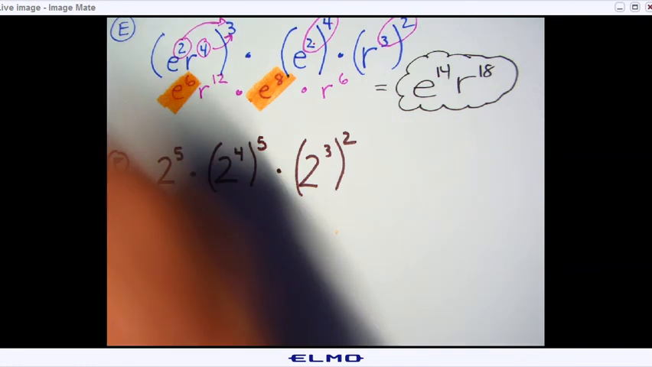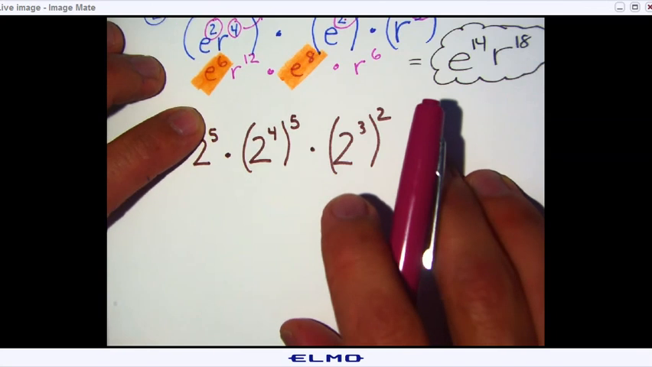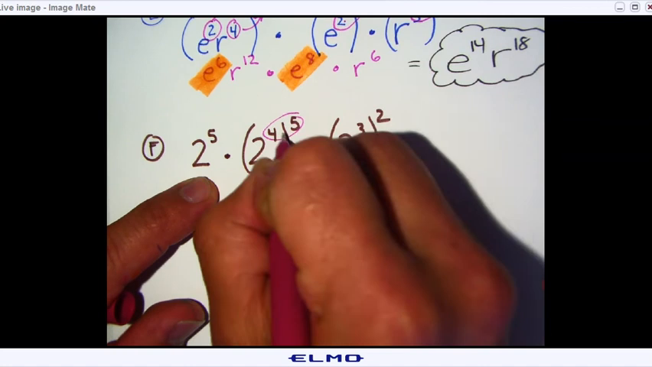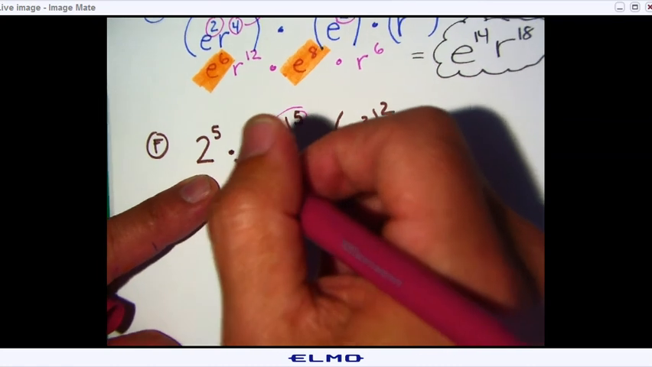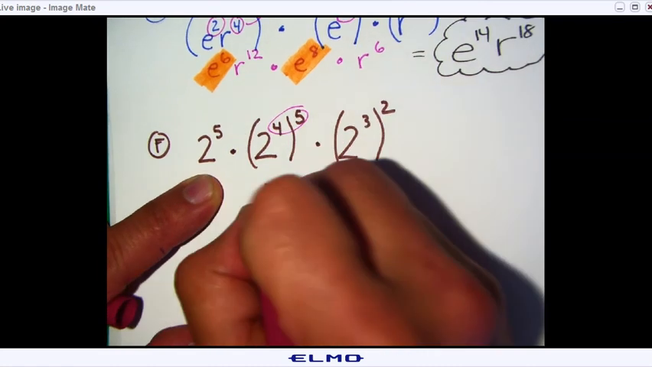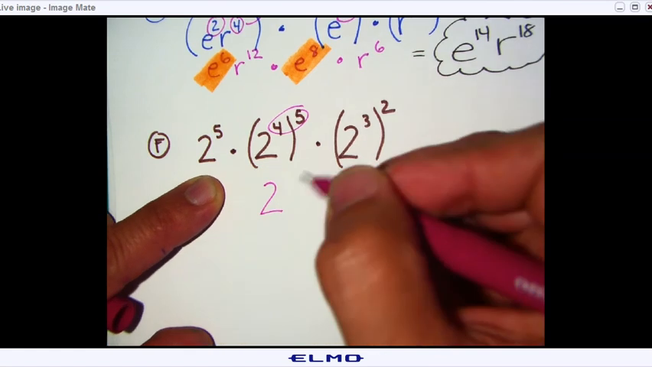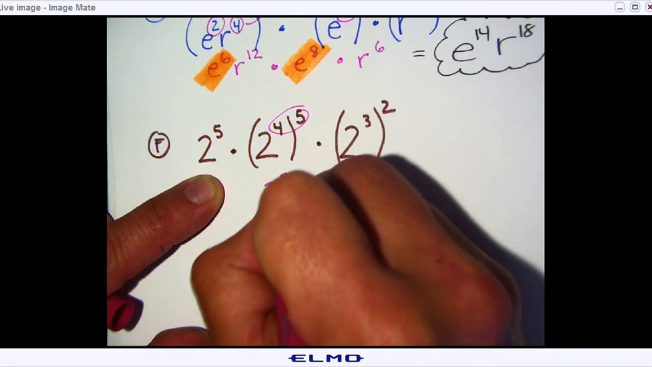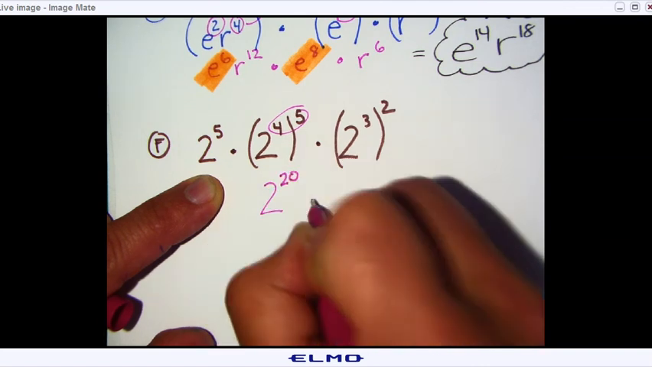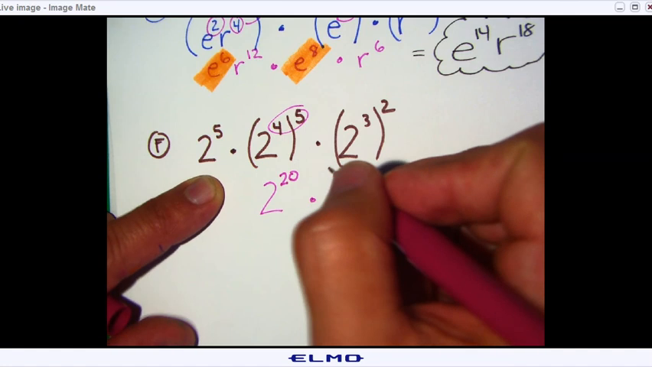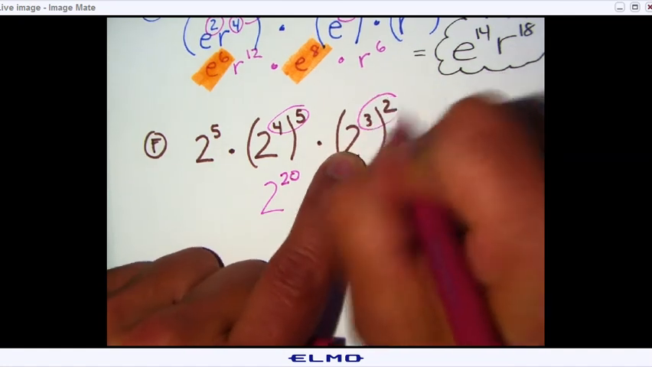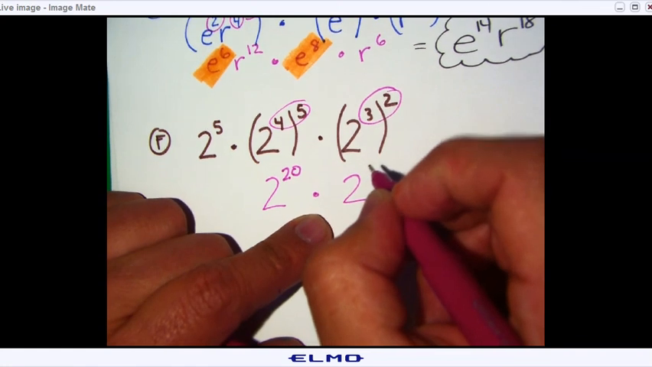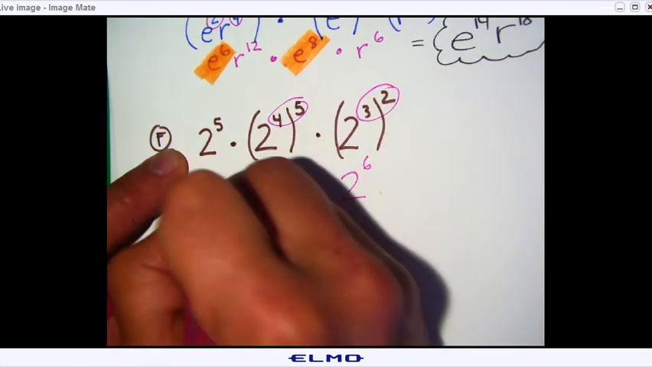Now the last one is 2 to the 5th, but here's a power to a power. So again, I'm going to go ahead and multiply. Mario, what do I get? 2 to the power of what? 20. Yes, very good. And then James, what about this one? Power to a power, I have to multiply. What do I get? 2 to the 6. And then this one, don't touch it.